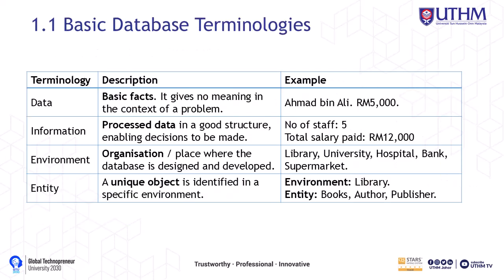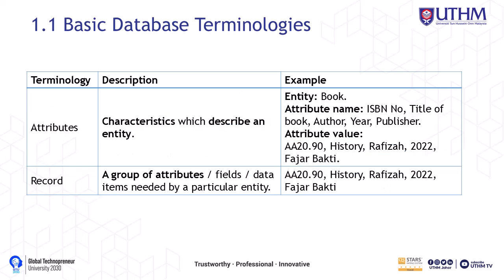Let us go over some key terminologies for this course. Data refers to basic facts or raw elements that by themselves have no inherent meaning in the context of a problem. Conversely, information is data that has been processed and structured in a meaningful way, enabling decision making. The environment is the organization or context in which a database is created and maintained. An entity is a unique object or thing that can be identified within that environment. Attributes are the characteristics or properties that describe an entity.